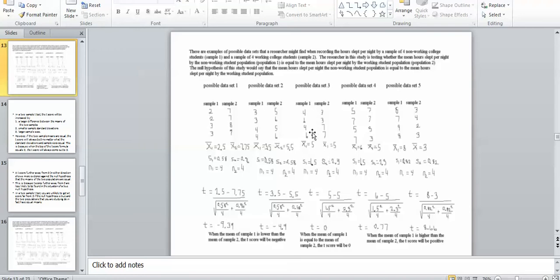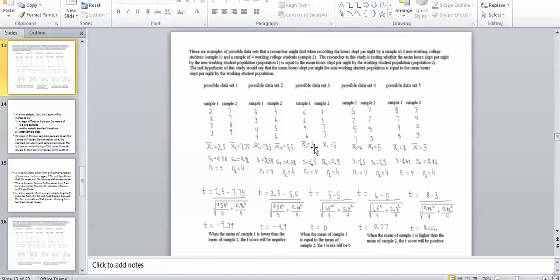This outcome in the middle shows no evidence against the null hypothesis, meaning this is perfectly consistent with the idea that the population means are equal and that the null hypothesis is true. It doesn't give us any reason to think otherwise. So since there's no evidence against the null hypothesis, it has a t-score of 0.